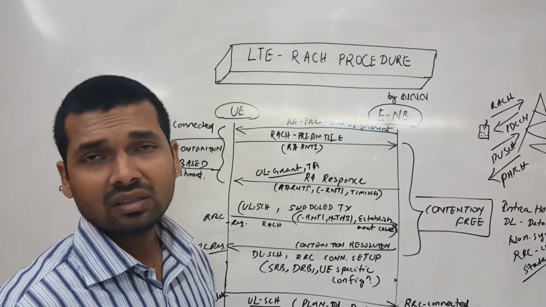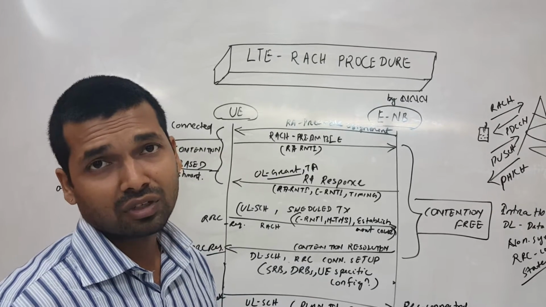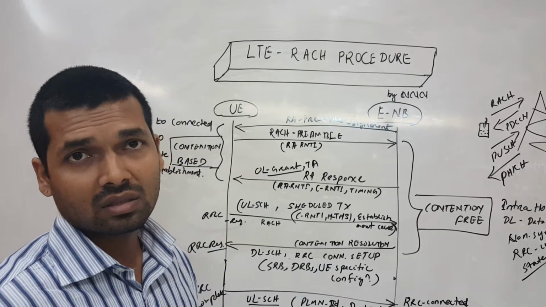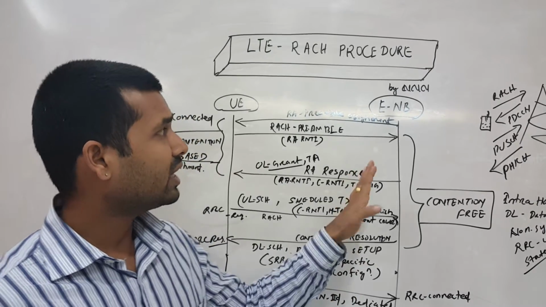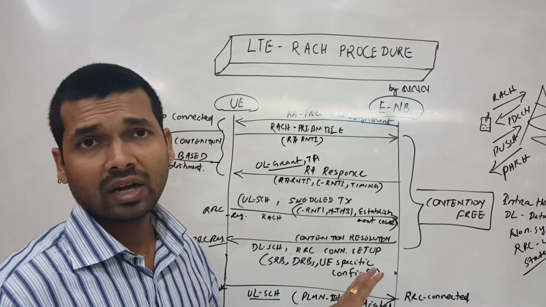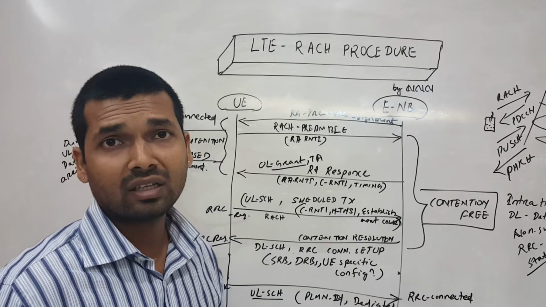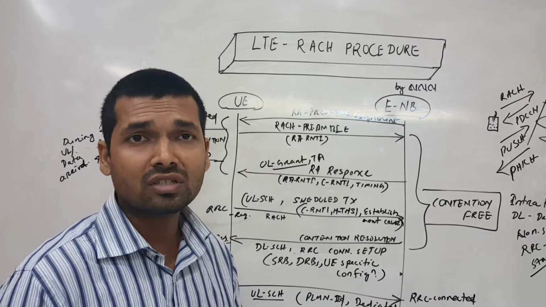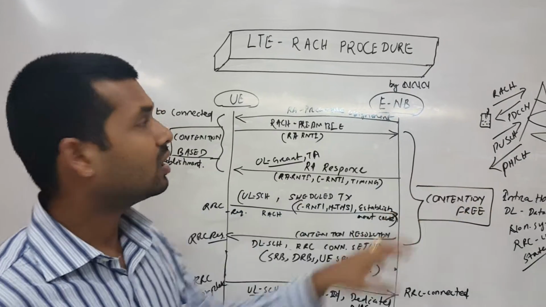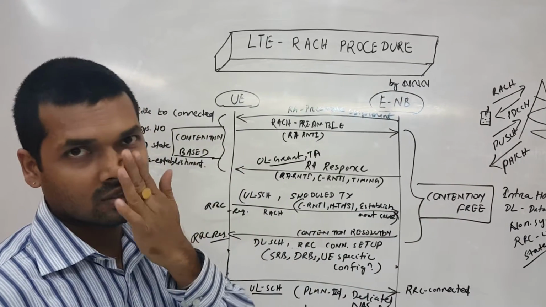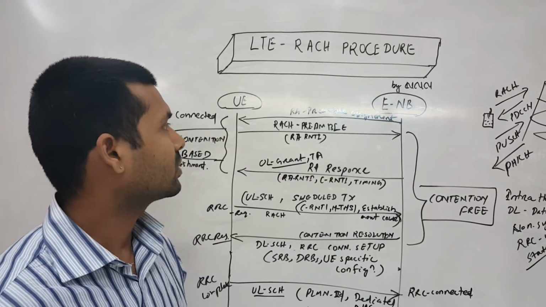In LTE the RACH is a little bit different, unlike other technologies like 3G and 2G. Here we have two kinds of RACH. We do have RACH planning in LTE also, that we'll see in the differentiation. So we have contention free and contention based RACH preambles.